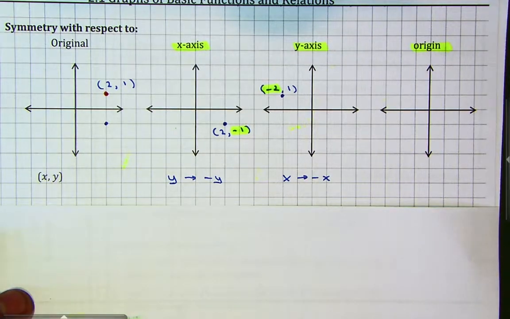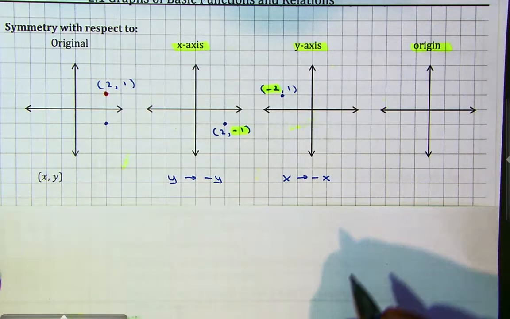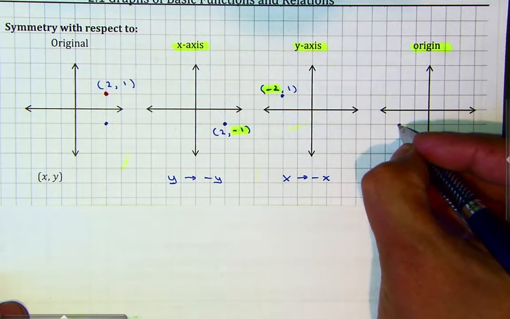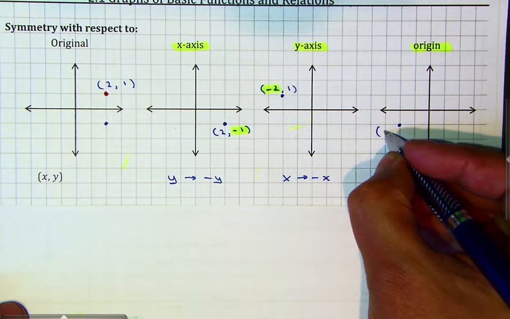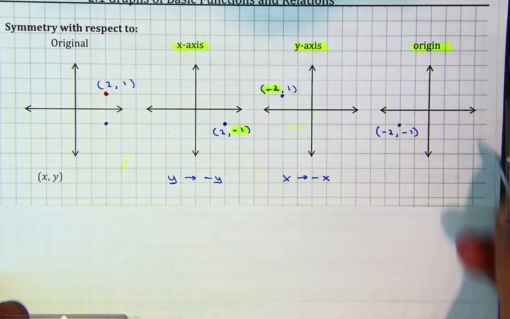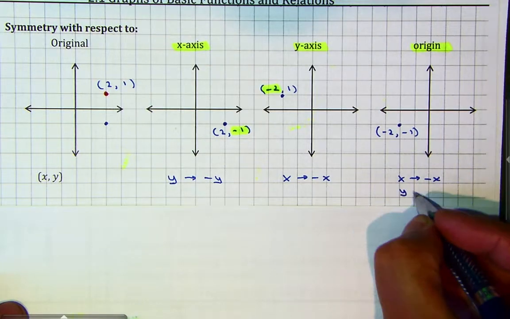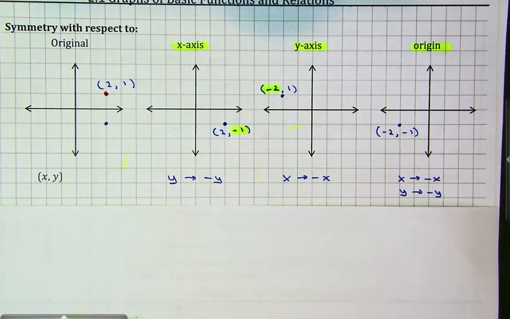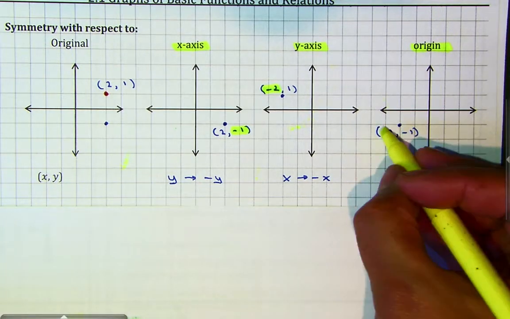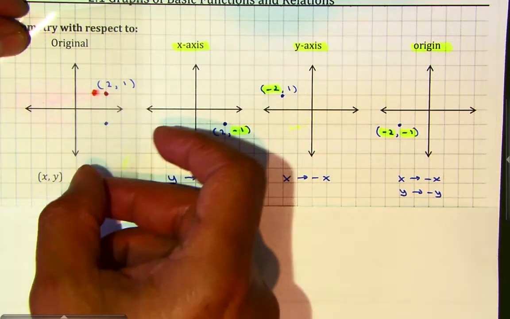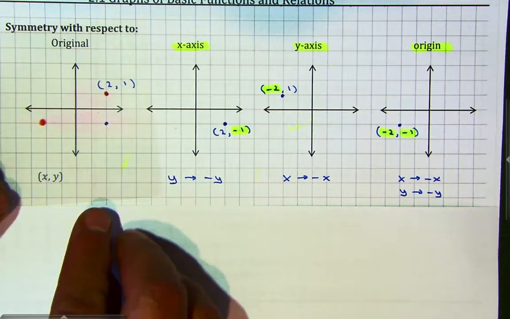And whenever you reflect with respect to the origin, it's basically reflecting it twice, and it's going to become this point here, (-2, -1). So your x is going to become -x, and your y is going to become -y. You basically just change both. And that is what happens whenever you reflect with respect to the origin.